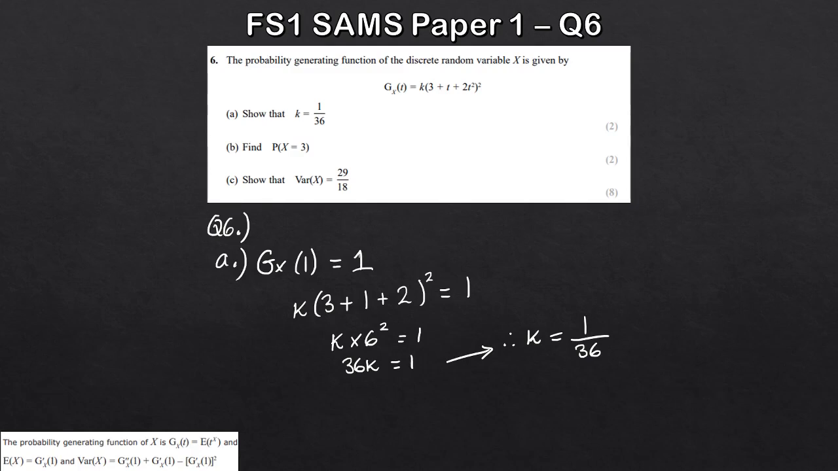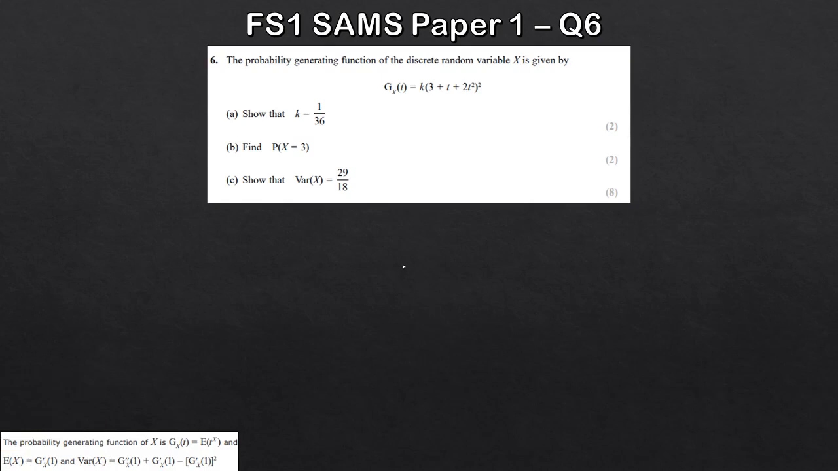Part B, we want to find the probability that x is equal to 3. So when you're finding a probability from a probability generating function, what we need to do is consider the function that we've got. So if I just quickly clear what I've got so far. So our probability generating function is given here in the question.